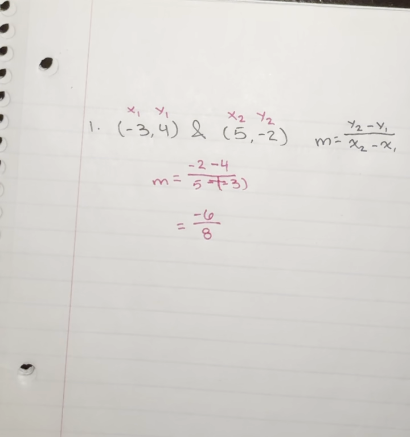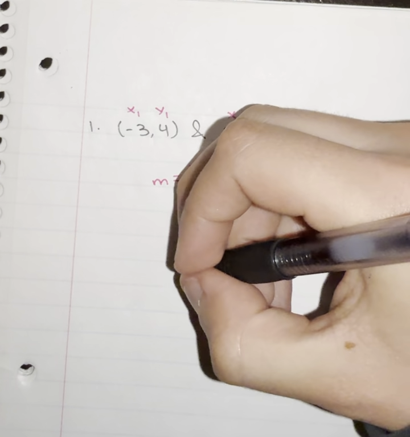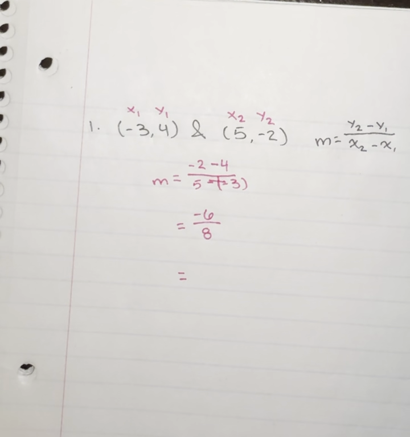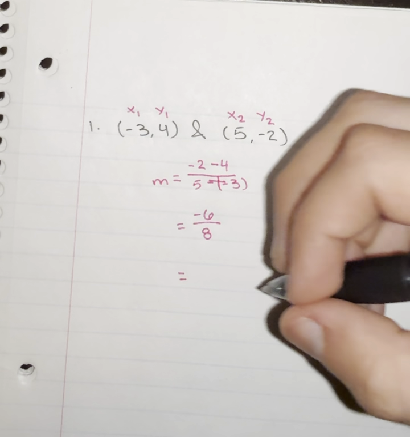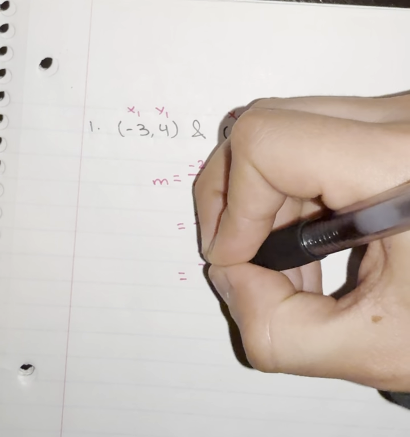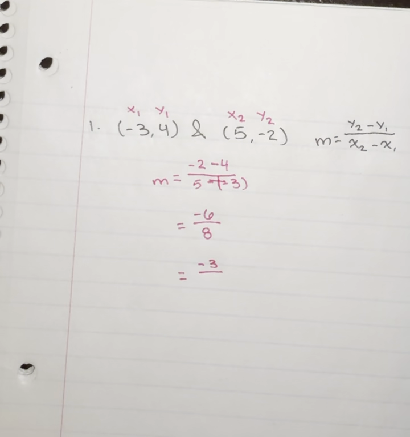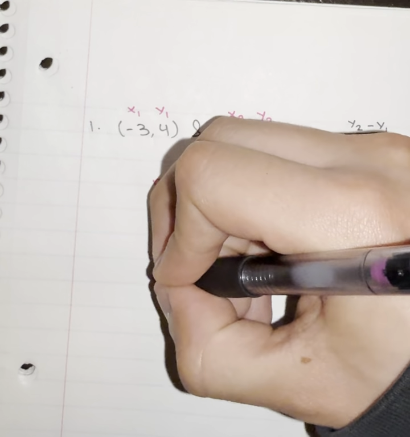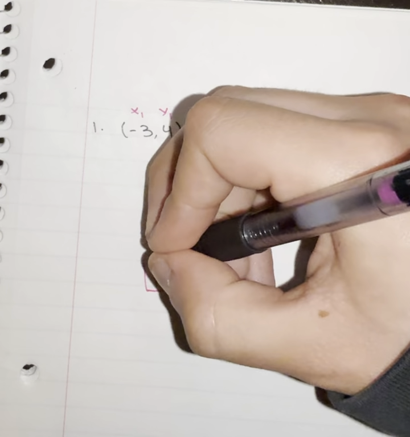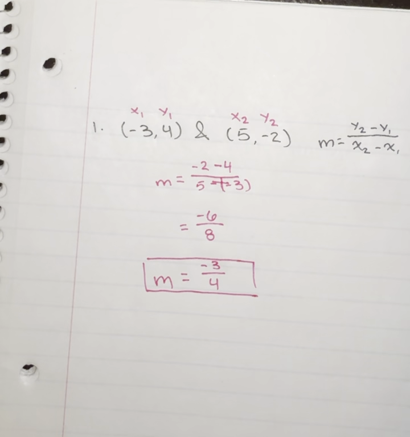Okay, so now that we have this, notice that we have a common factor of 2 for both the numerator and the denominator. So we can further simplify this equation by dividing both values by 2. So once we do that, at the top, -6 divided by 2 is going to be -3. And at the bottom, we have 8 divided by 2, which is going to be 4. And this is going to be the slope of our line that passes through those 2 points.